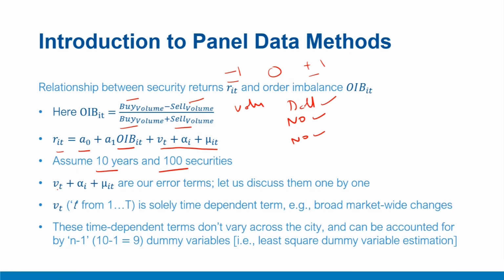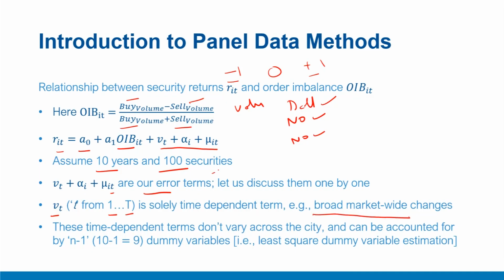Let's discuss these terms Vt, alpha i and mu it one by one. These are sort of our error terms which we are not accounting for in the model. Vt here is solely time dependent. It varies from 1, 2, 3 and up till time t, and it only captures those influences that do not vary across individual securities but rather vary across time, such as broad market-wide changes.